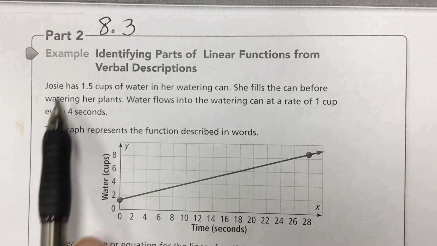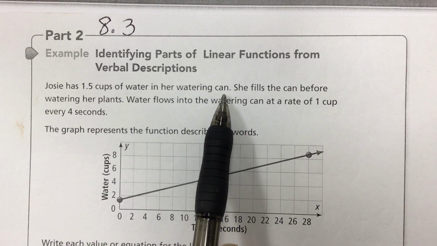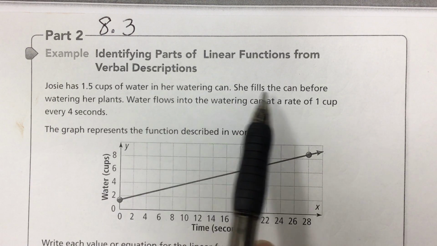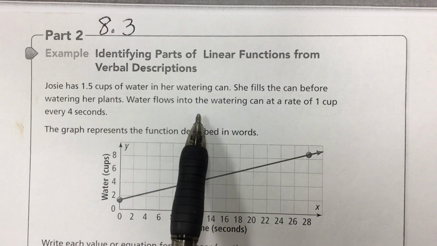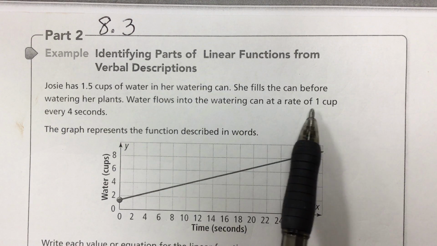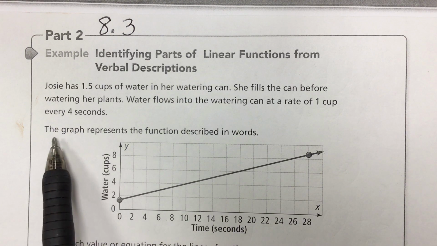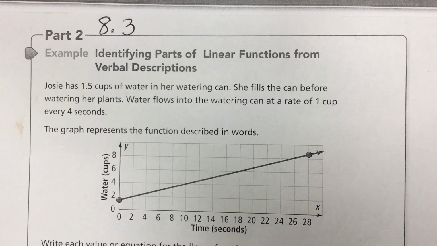So I'm going to read this again. Josie has 1.5 cups of water in her watering can. That was where she started. She fills the can before watering her plants. Water flows into the watering can at a rate of 1 cup every 4 seconds. The graph represents the function described in words.